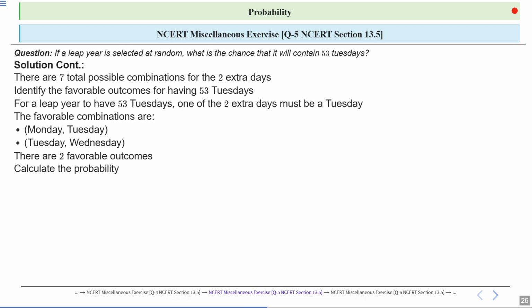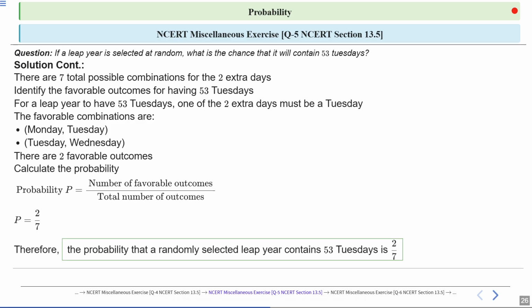Now calculate the probability. Probability P equals number of favorable outcomes divided by total number of outcomes. So probability P equals 2 upon 7. Therefore, the probability that a randomly selected leap year contains 53 Tuesdays is 2 upon 7. I hope it's clear. So now let's move to the next question.